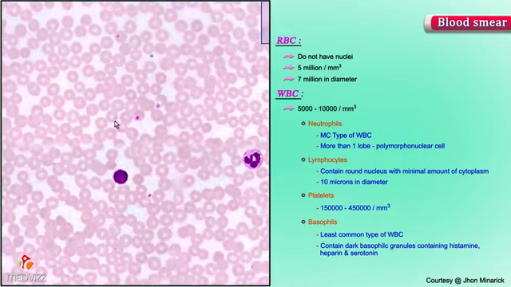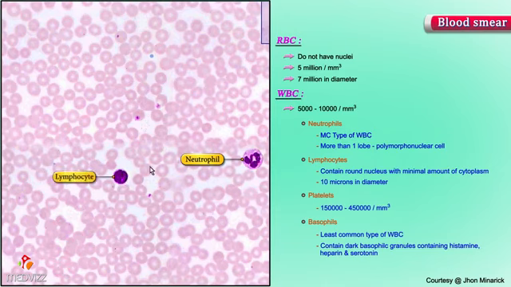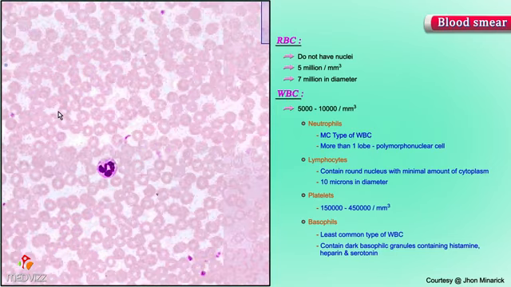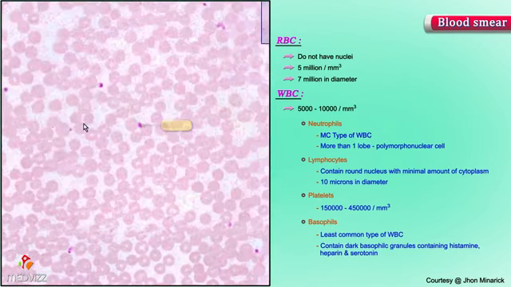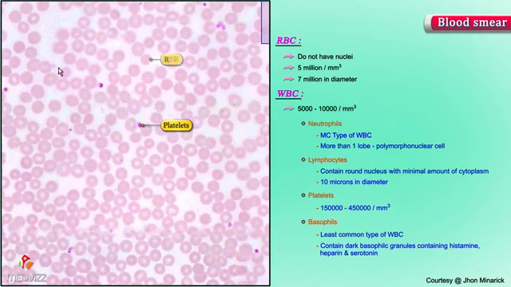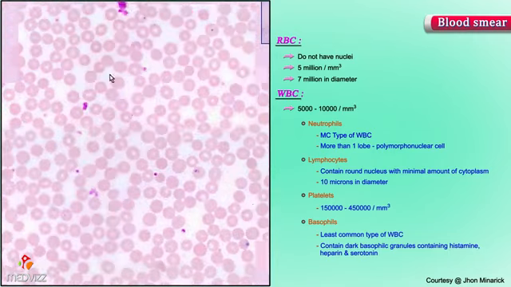You can see here's another neutrophil. Here's another neutrophil. Here's another lymphocyte. All the rest of these are red cells. All these little pink dots are platelets. And let's keep cruising around. Here's a platelet. Here's a platelet. The rest of these are strictly red cells in this area.